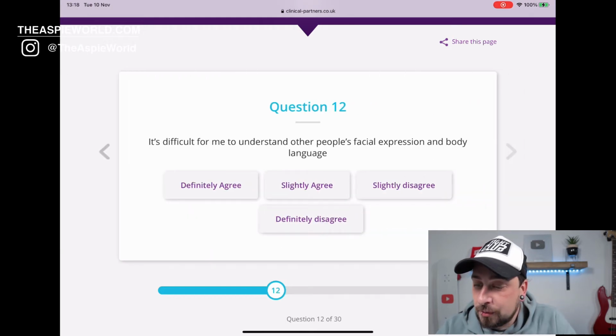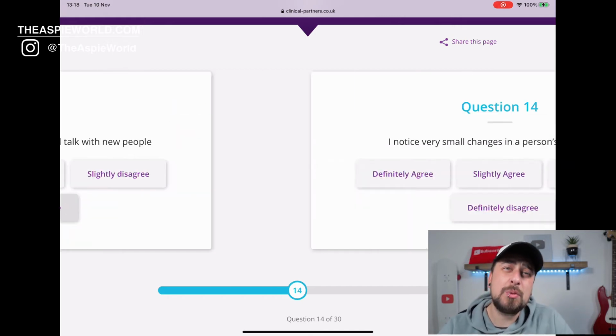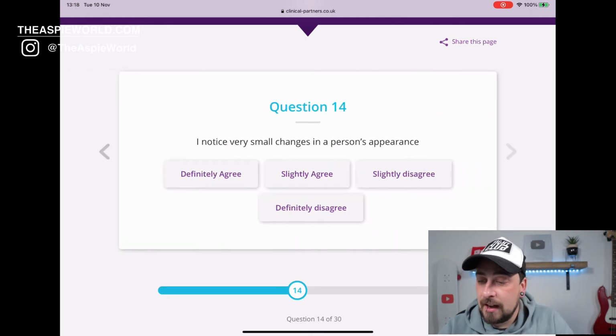Right. It's difficult for me to understand other people's facial expressions and body language. Definitely agree. I don't have any problems making small talk with new people. Definitely disagree. Small talk is super difficult to do, guys. I don't know if you guys do this as well. I notice very small changes in a person's appearance.